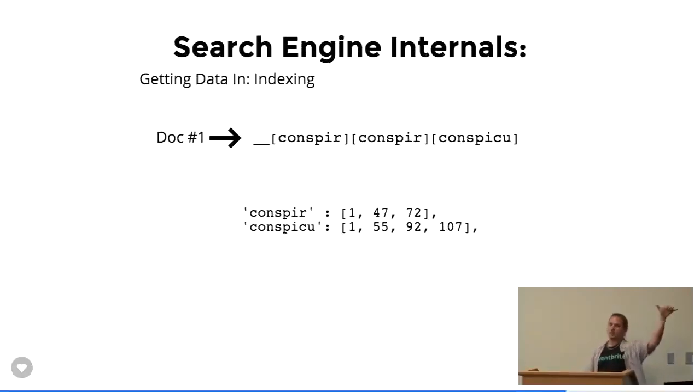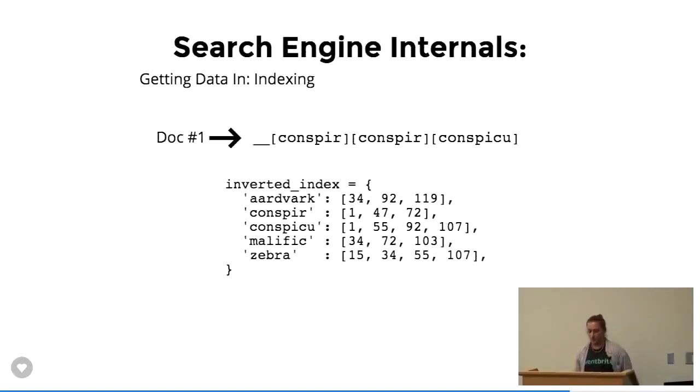So instead of document 1 has these tokens, at the end of the analysis, when you've gone through all of your documents, you say these tokens have these documents. So document 1 had these tokens, but in the end, conspire appeared in document 1 as well as these 2 other documents. Conspicu appeared in document 1 as well as these 3 other documents. And so effectively, from a Python point of view, you could implement this with a dictionary where the keys are tokens and the values are an array of IDs.